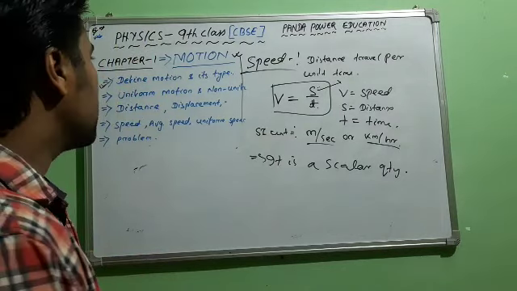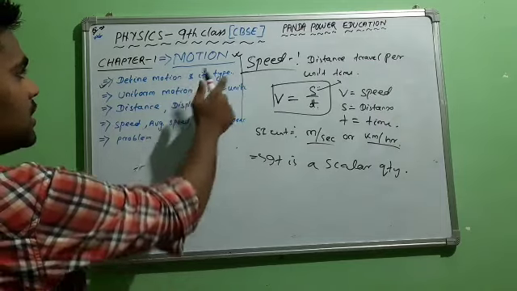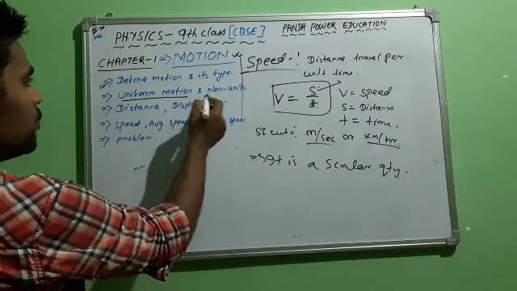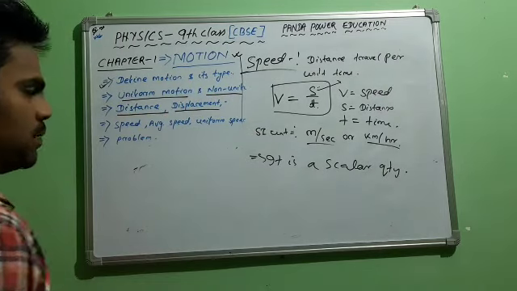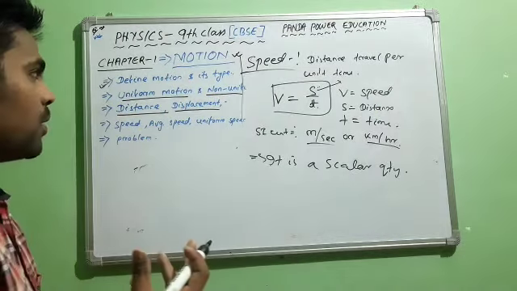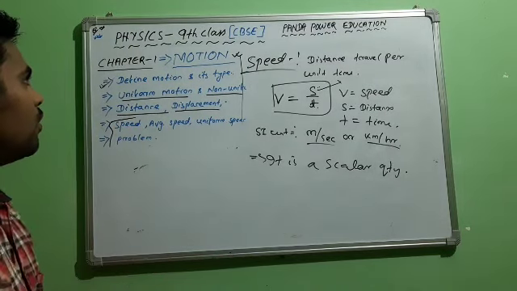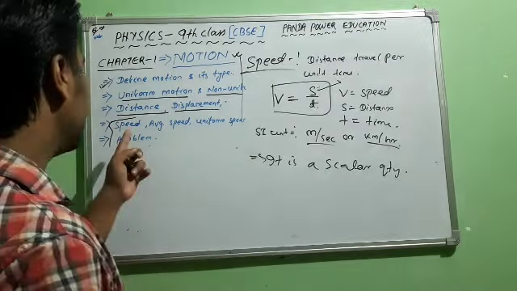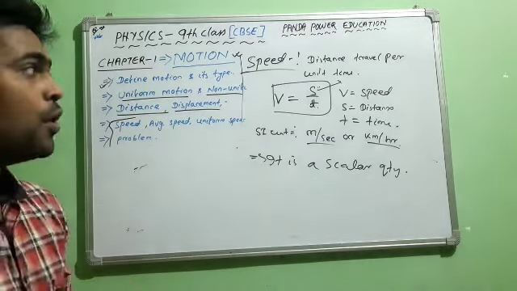In the previous class, we already discussed the definition of motion and its types, then uniform motion and non-uniform motion. Next, distance and displacement. Due to some camera problem, I couldn't discuss those things. Okay. Today I'll discuss speed, average speed, uniform speed, and some problems.